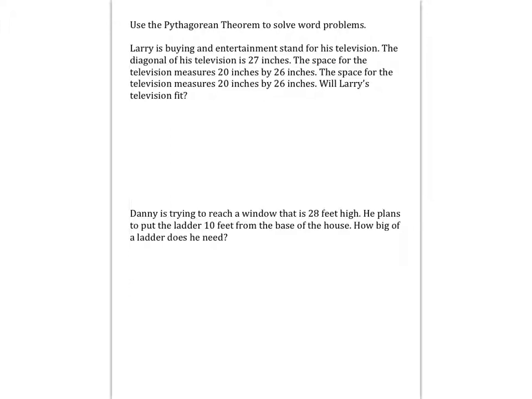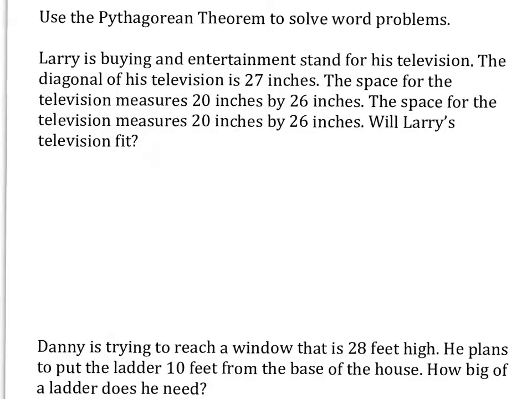Now let's take a look at a few word problems. Larry is buying an entertainment stand for his television. So this should say an. The diagonal of his television is 27 inches. I'm going to underline that because that might be pretty important. The space for the television measures 20 inches by 26 inches. Then there's a repeat sentence there, so I'm just going to cross that out. It's the exact same sentence.